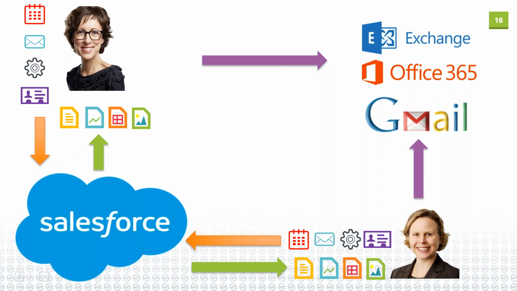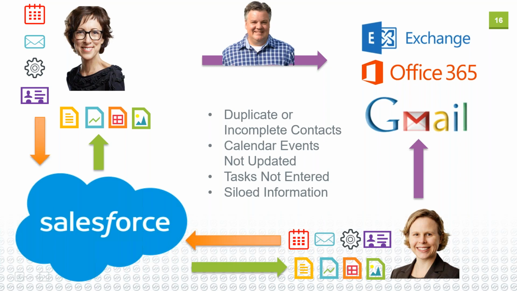The bad data is there, and we're trying to manage our pipelines and our forecasts specifically through our own devices through email. And then our poor IT person, how do they support all of this? Because they're trying to support us in Salesforce, but yet we're working out of email most of the time. And what happens? We have duplicate or incomplete contacts. Our calendar events don't match. Meetings in Salesforce aren't corresponding in our calendar in Gmail or Exchange. Our tasks are not synchronized. They're not entered correctly.